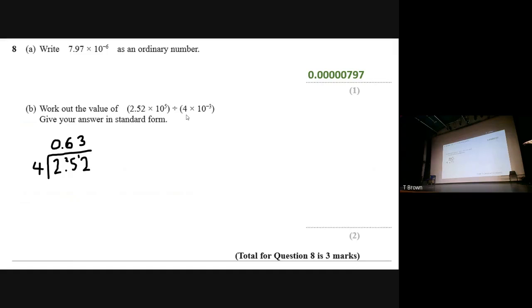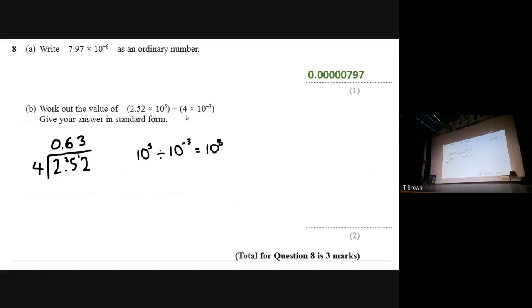Now we're doing 10 to the power of 5 divided by 10 to the power of minus 3. What do we do with the powers when we divide? We take them away. Okay? So I'm going to do 10 to the power of 5 divided by 10 to the power of minus 3. Now the reason it's 8 is because we're doing 5 minus minus 3. And 5 minus minus 3 makes a plus, so that's why it's 10 to the power of 8. You might want to write that there. 5 minus minus 3 equals 5 add 3, which is 8.